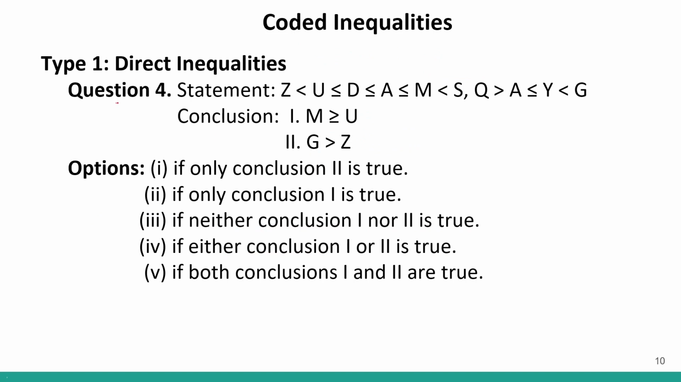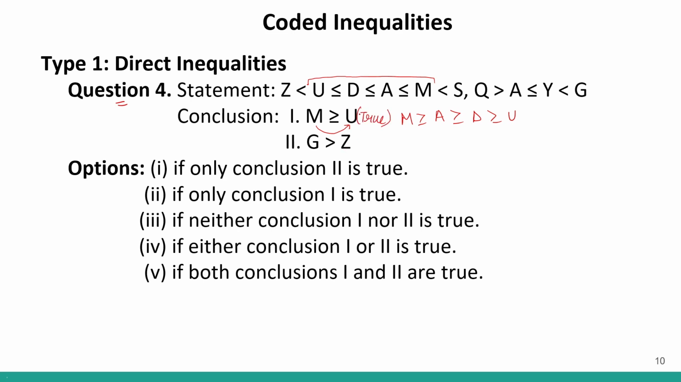Now, coming to question number 4, statements are given to us and conclusions are given to us. So the first conclusion is M is greater than equal to U. That means we will move from M to U. Correct? We will move from M to U. So if I move from M to U, I can see this much relationship. Correct? So M is greater than equal to A, which is greater than equal to D, which is greater than equal to U. So clearly over here I can see that M is greater than equal to U. Therefore this will be true.